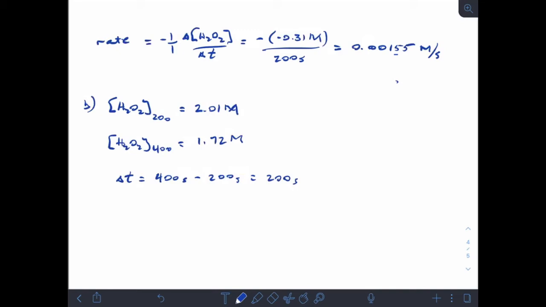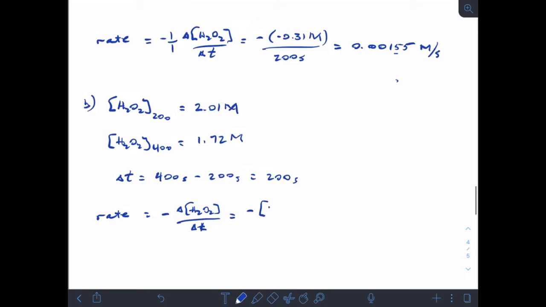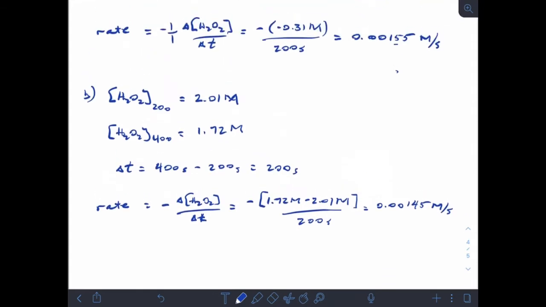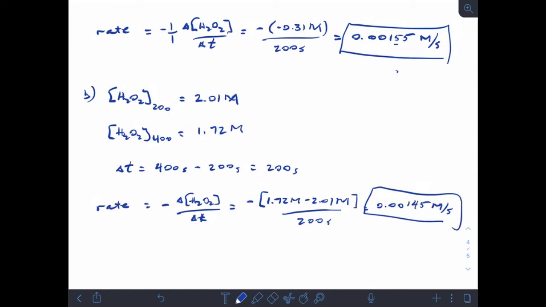Okay, so our rate at 400 seconds is negative delta H2O2 over delta T, equals negative, and we don't even have to solve it ahead of time. We can just plug it in as it is. 1.72 molar minus 2.01 molar over 200 seconds. And we find that our rate is now 0.00145 molar per second. So it's slowed down, right? Notice that at 200 seconds our rate was 0.00155, and at 400 seconds, 0.00145.